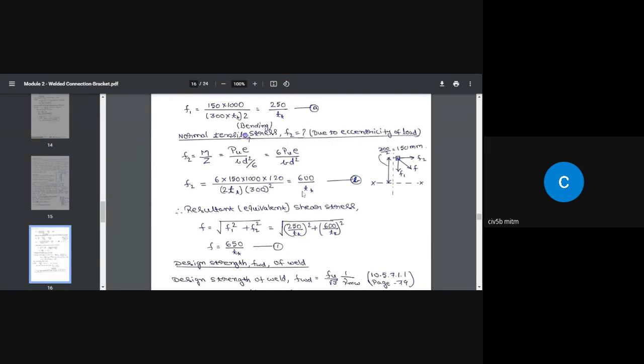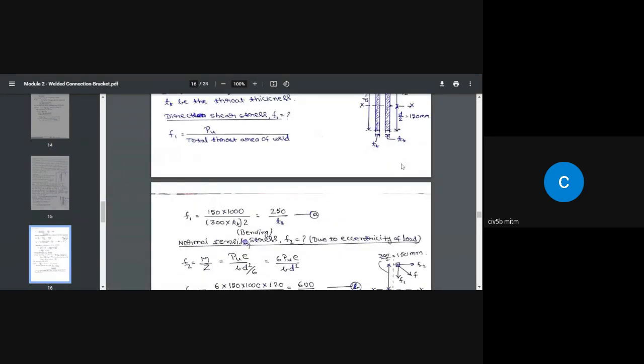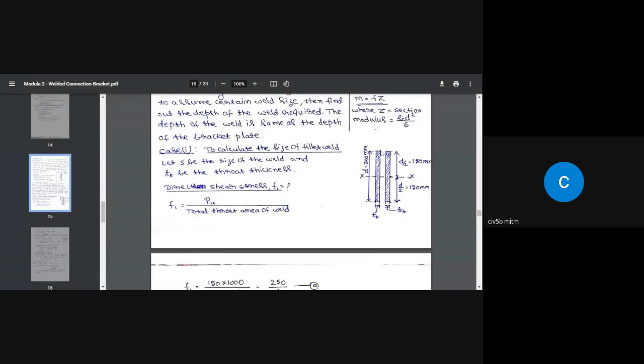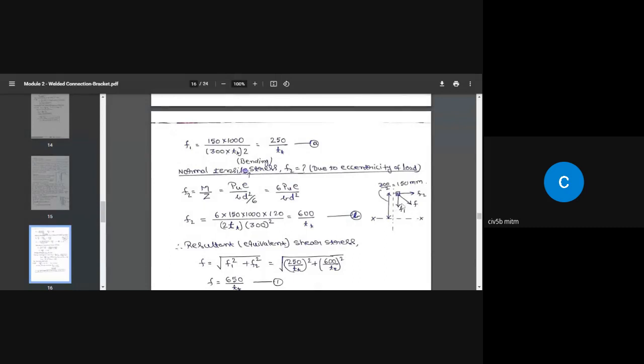So we got F2. So if I consider a unit area at the extreme fiber of the weld, see, this is where I have shown. This is the neutral axis, XX. So this is half the depth of the weld, 300 by 2, that is equal to 150 millimeter. And that unit area of the weld is going to be subjected to a normal stress of F2, normal force, because when I say unit area, it is normal force, and a shear force of F1.